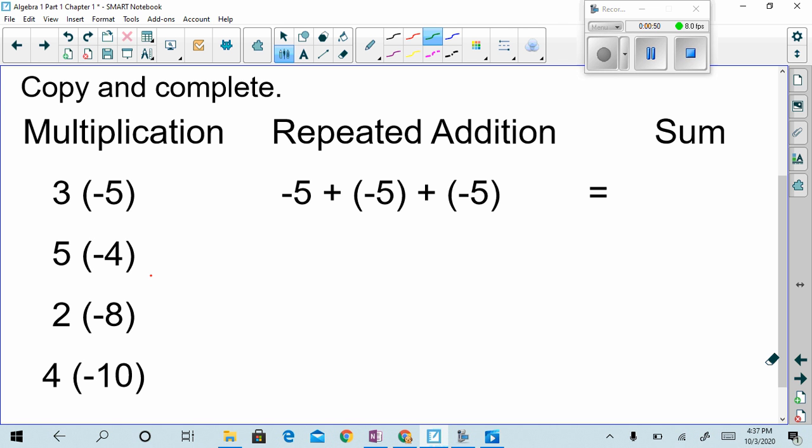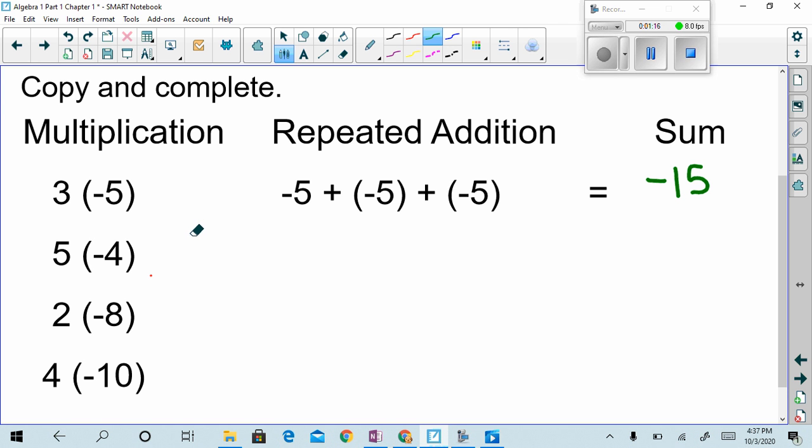It's telling me to have 3 of -5. So 3 times -5 in expanded addition form would be -5 plus -5 plus -5. If the signs are all the same, you keep the sign and just add. Now I want you to try the next 3 examples on your own and we'll compare.